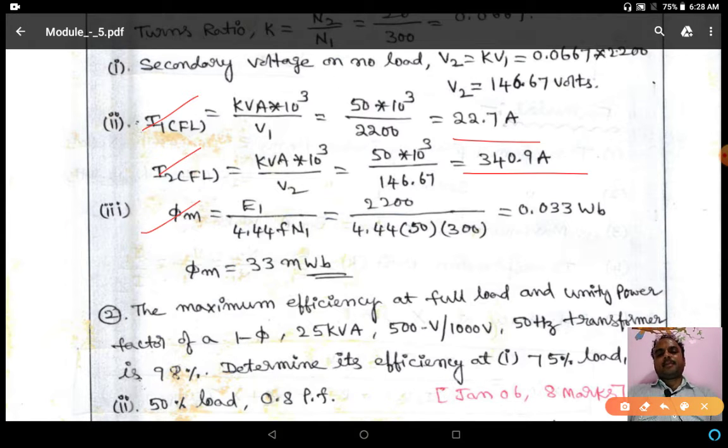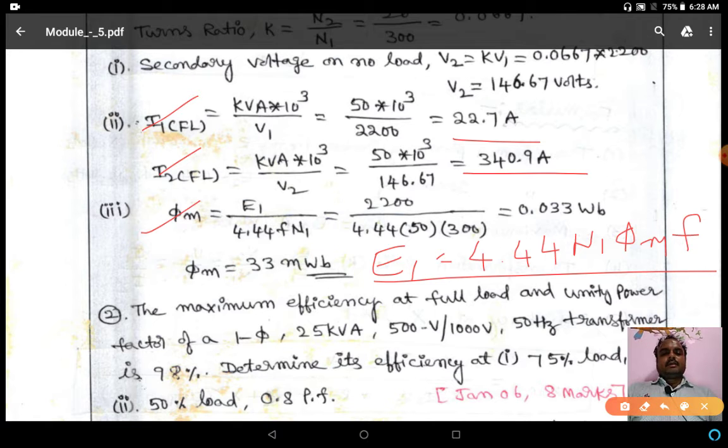Then phi m. So we have a formula, right? E1 is equal to 4.44 N1 phi m into f. So according to this formula, phi m is equal to E1 by 4.44 N1 into f. Substitute E1, f, N1 values in this relation, you will get phi m is equal to 33 milliweber. This is one of the important problems.